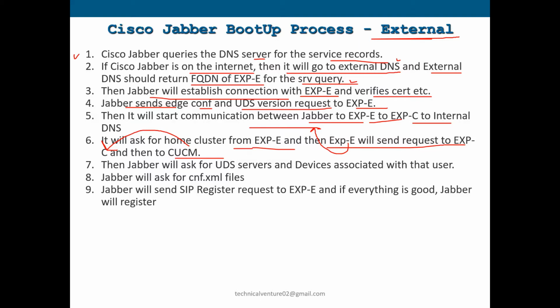Once there are requests in this way, Jabber will ask for the UDS servers and the devices associated with that user, like the CCMCIP profile. It will show all the devices which are associated. After that, Jabber will ask for the cnf.xml files on the servers. Then Jabber will send a SIP register request to Expressway E, and if everything is good, Jabber will register.